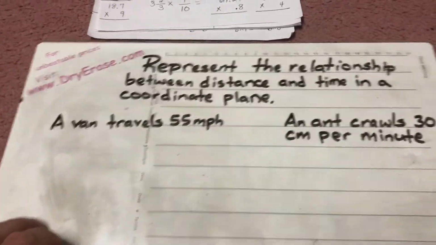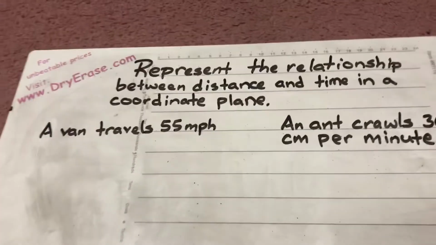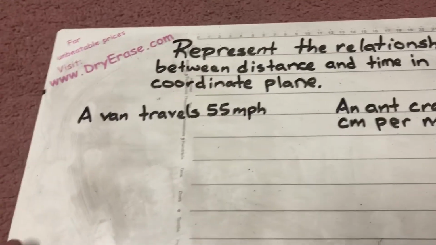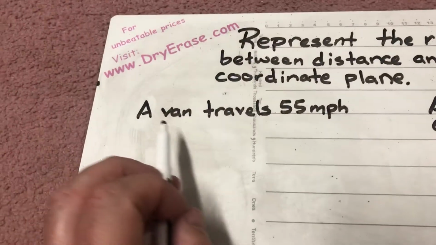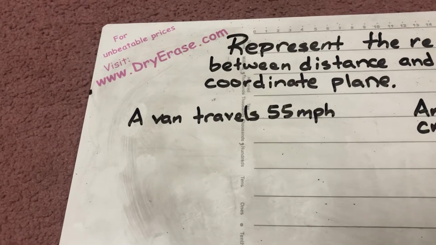All right, so we're continuing on here in chapter 3, sixth grade. Represent the relationship between distance and time in a coordinate plane. Well, it first starts here. A van travels 55 miles per hour.